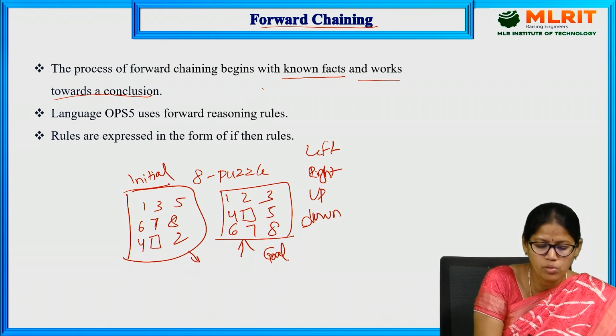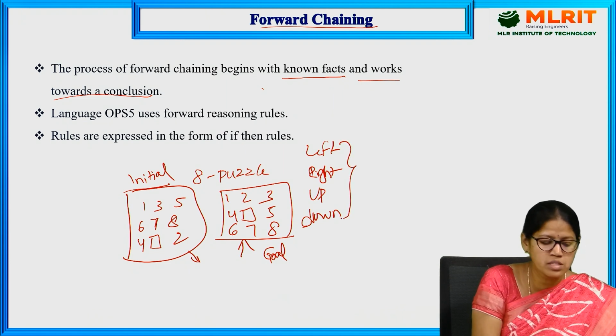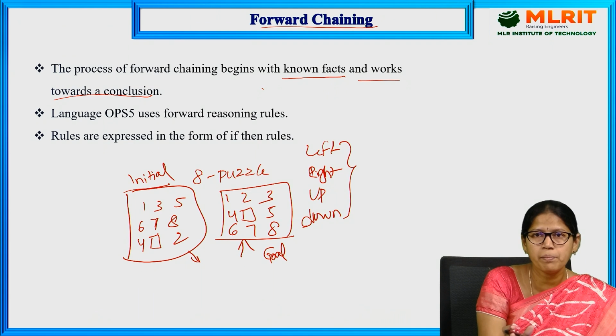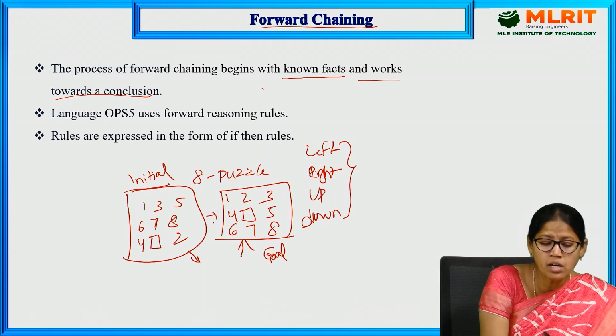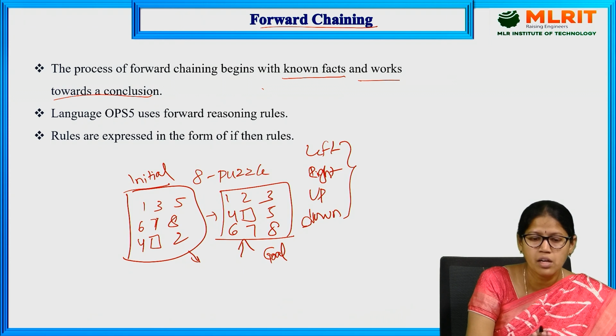This one is the goal state, and here we need to apply some rules. So we are moving this empty tile left, right, up and down so that we can reach the goal state. Okay, we'll start from the initial state and reach the goal state by applying some rules.